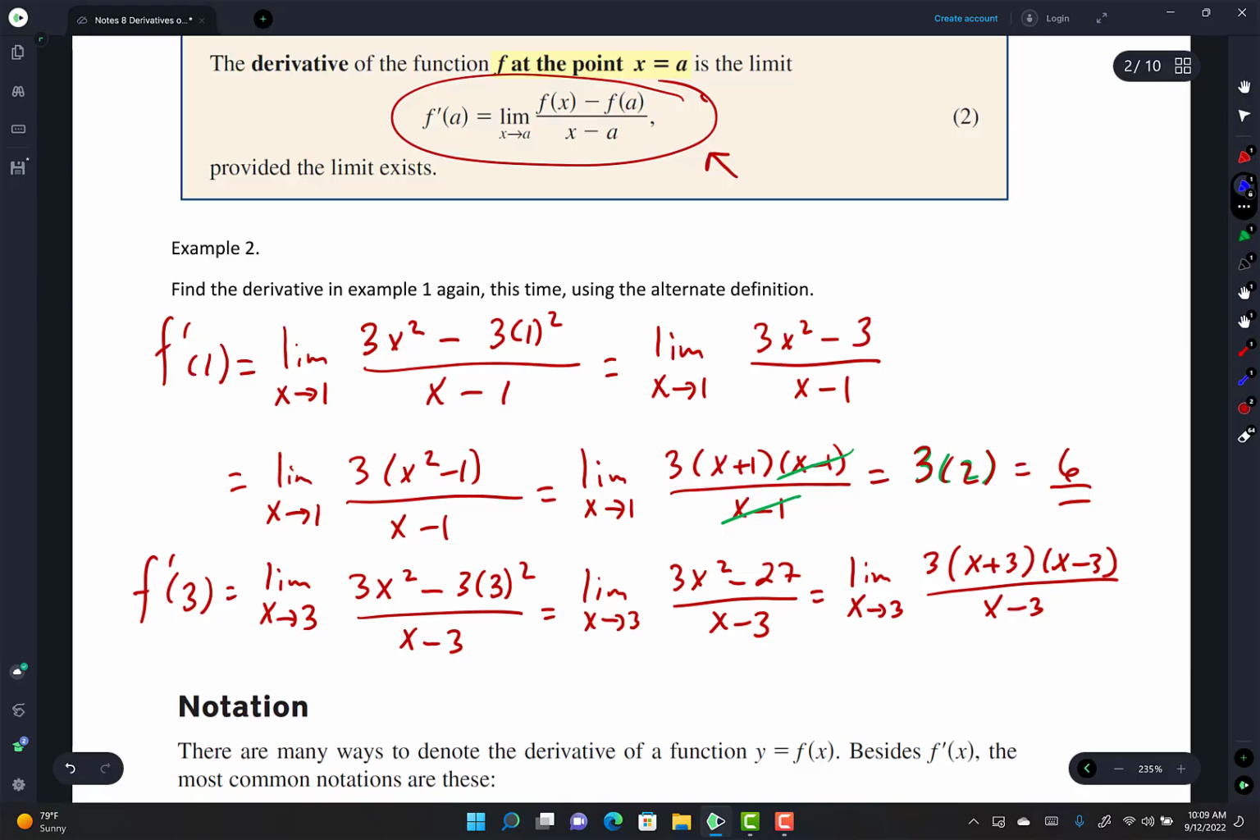What's going to cancel? And then I plug in a 3. 3 plus 3 is 6. And 6 times 3 is? And there it is. F prime of 3 is 18, which is the same thing we got a little while ago.